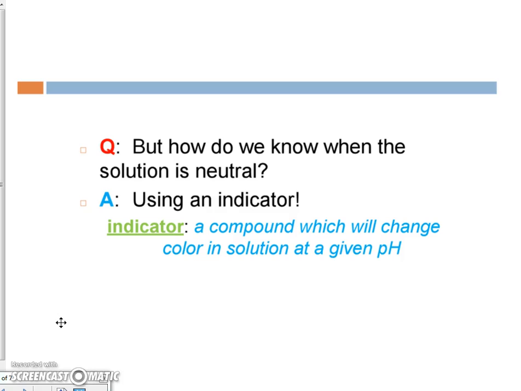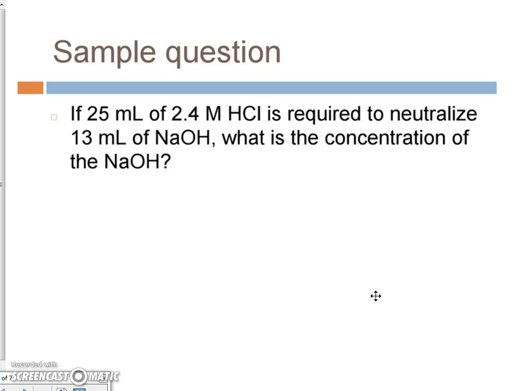But how do we know when the solution is neutral? You're going to keep adding volume of an acid or a base. How do you know when to stop? Well, you need something to indicate this. And in chemistry, we call these indicators. Indicators change color at a certain pH. Hopefully we can pick one that changes at 7. If not, we can do some calculations to correct for that. It just depends on what indicator you choose and when they change color. The indicator stuff we'll talk more about with lab.